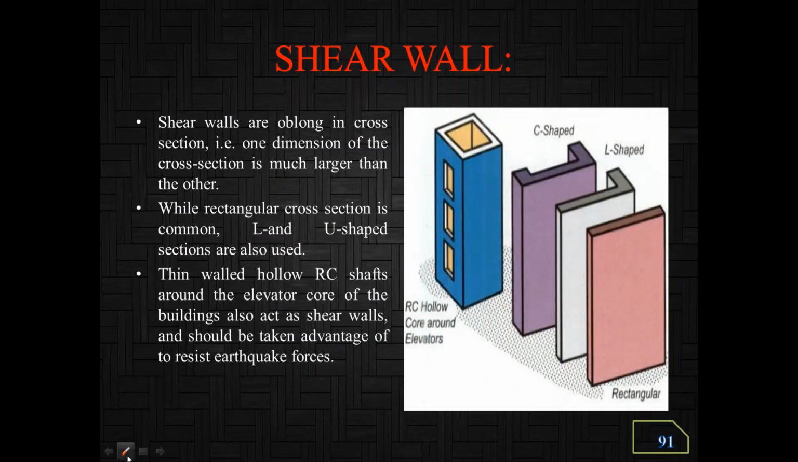Now, shear walls are long in cross section, that is, one direction of the cross section is much larger than the other. While rectangular cross section is common, L and U shaped sections are also used. So here is the simple rectangle, here is the L shape, and here is the U shape. I write here C shape.